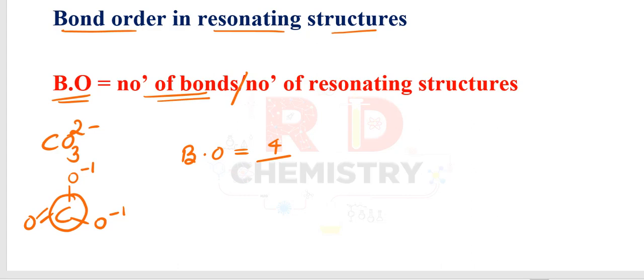So I will not be drawing all the structures. So remember, if there are 3 oxygens, the number of resonating structures will be equal to 3. So this number you will have to remember. So 4 divided by 3 is equal to 1.33.